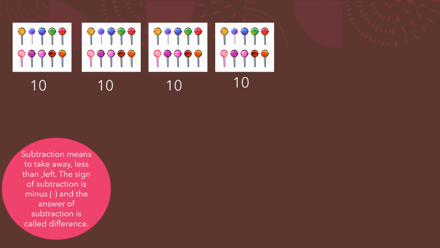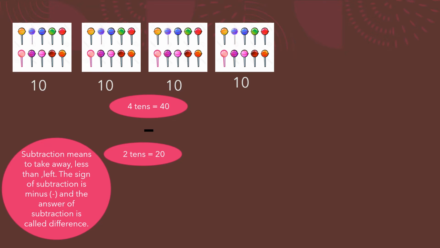On your screen you can see that there are 4 groups of 10 lollipops. That means 4 tens is equal to 40. We can say that there are 40 lollipops in total. Here comes the minus sign. But what do we subtract? 2 tens, which is equal to 20. So we need to subtract 20 from 40.